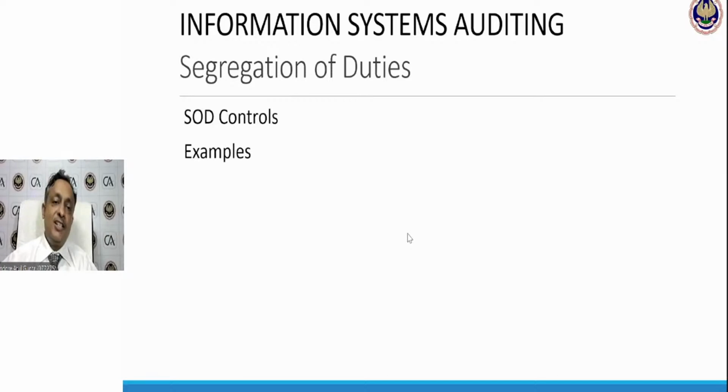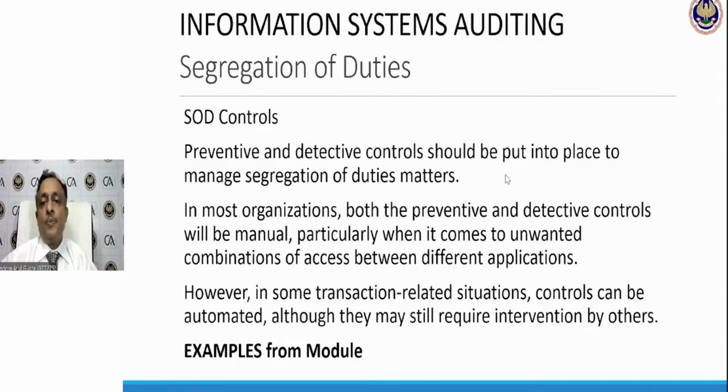Last topic, segregation of duties. We have already taken lot of discussion on SOD. So the core idea is that there must not be overlapping function. Preventive and detective controls should be put in place to manage segregation of duties properly. The examples we've taken a lot. You can review from the module itself.